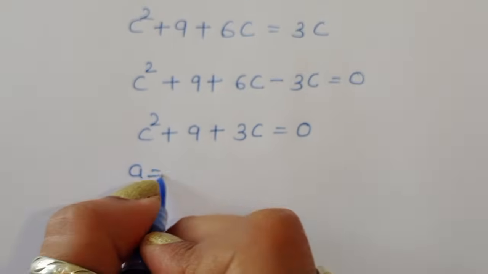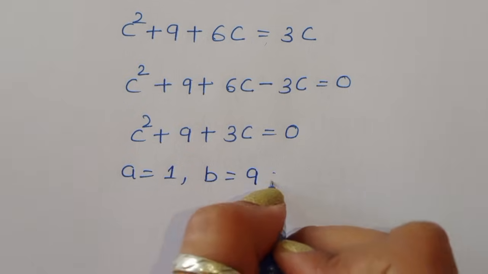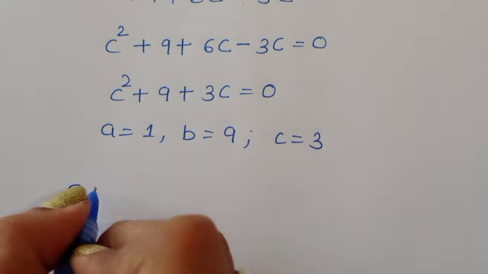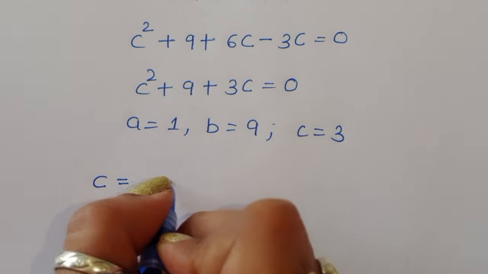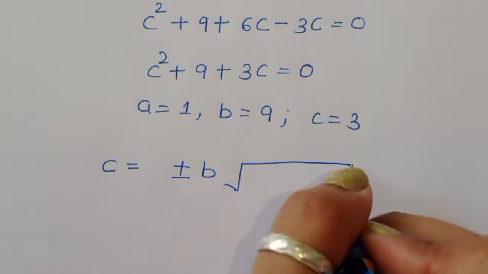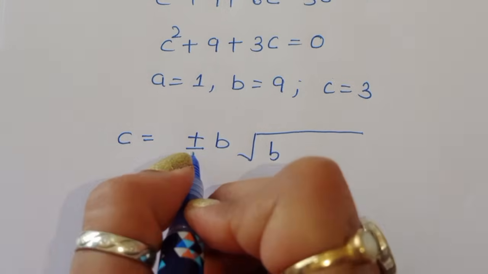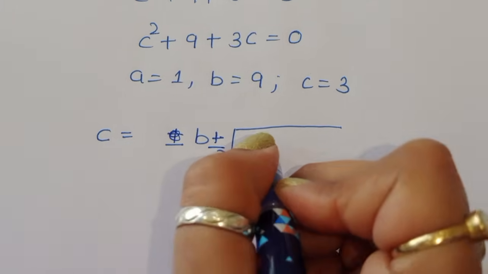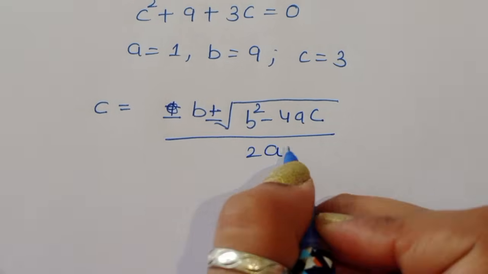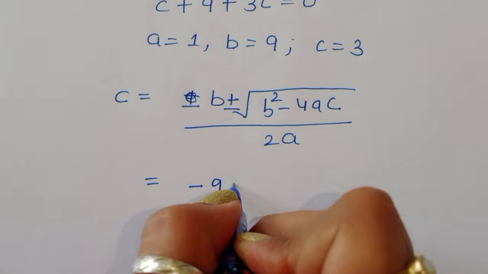So we can write here a is the coefficient of c squared, that is a is equal to 1, b is equal to 3, and c is equal to 9 here. So we can find the value of c using the formula: c is equal to minus b plus minus square root of b squared minus 4ac, upon 2 times a, right? So c is equal to minus b.